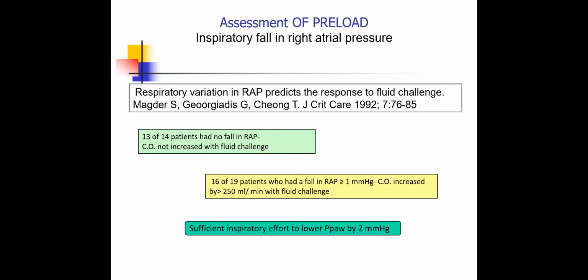In one of the studies, in 13 out of the 14 patients who had no fall in RAP, when a cardiac fluid challenge was given, there was no increase in cardiac output. Whereas 16 out of 19 patients who showed an inspiratory fall in RAP of 1 millimeter mercury or more, cardiac output increased by more than 250 ml per minute with fluid challenge. Sufficient inspiratory effort to lower airway pressure by 2 millimeter mercury is the rider in these cases.